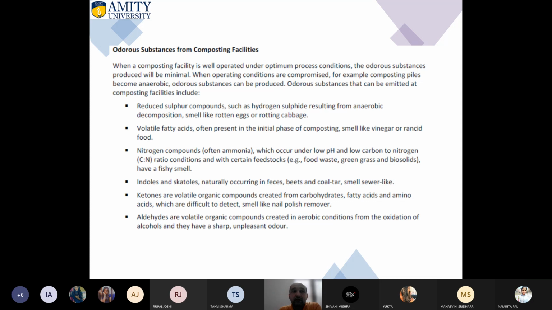So for feces that are being used, it needs to be ensured from what animal they are coming. So it's not always good to have fecal matter from all the animals.